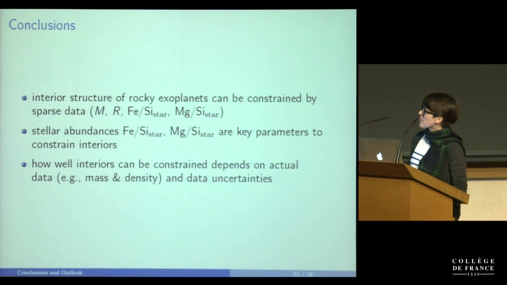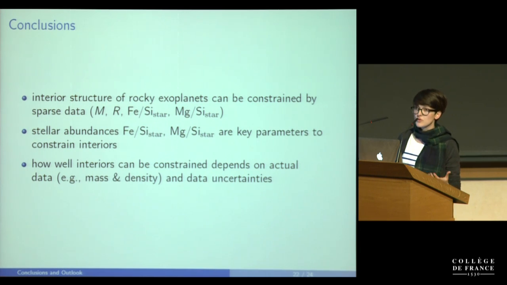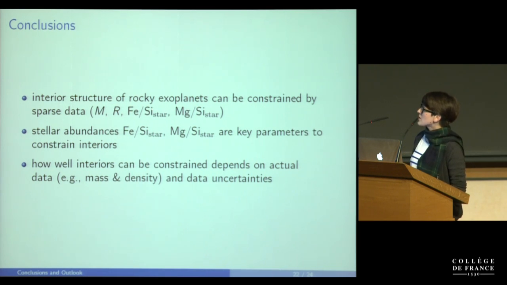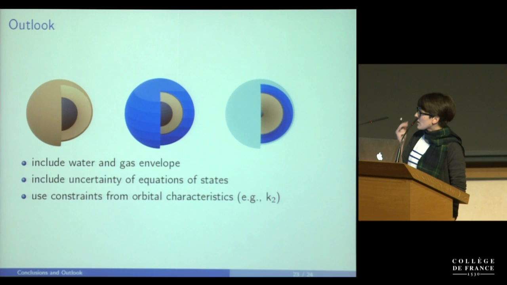So to conclude, given the sparse data that we have, it's still possible to constrain the interior structure. These stellar abundances, iron to silicon, magnesium to silicon, that we can measure from the photosphere of the stars, these are really key parameters to constrain the interiors. And how well we can constrain the interior structure depends on the actual data itself as well as on the data uncertainties. And for the future, we want to increase the complexity by adding oceans and atmospheres.